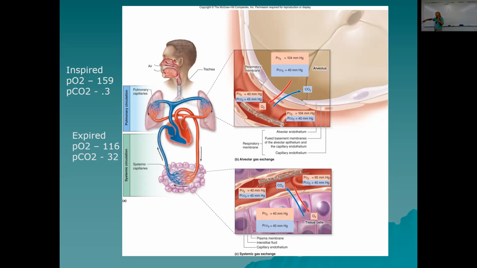And then look at this expired air. The air that you're expiring still has 116 millimeters of mercury of oxygen in it. PCO2 is 32 millimeters, a lot higher. So we're going to use that when we do the group activity. We need those numbers when we do the group activity to talk about why CPR works. Okay.